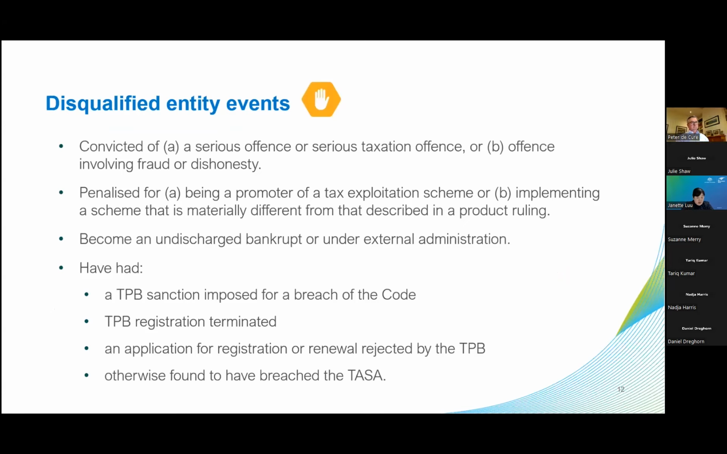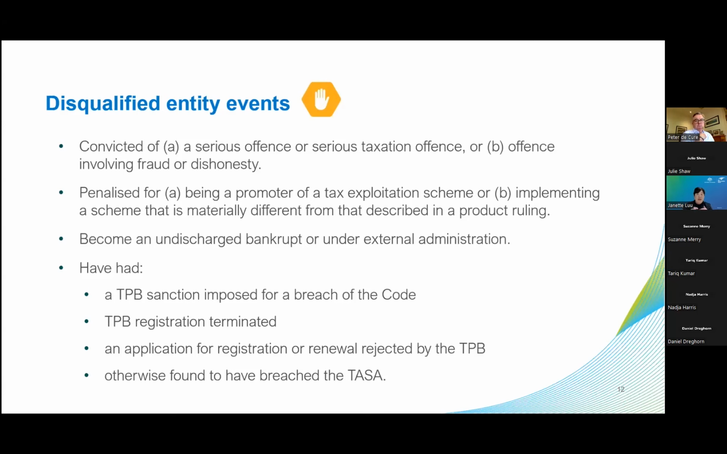But in essence, a disqualified entity event includes where you've been convicted of a serious offence or a serious taxation offence or an offence that involves fraud or dishonesty. It also includes being penalised for being a promoter of a tax exploitation scheme, or where you are marketing a product ruling that doesn't actually conform with what has been described. It also includes a situation where you have become an undischarged bankrupt or you've gone into external administration. So there's some high-level events.